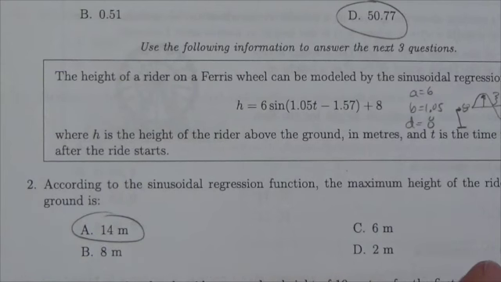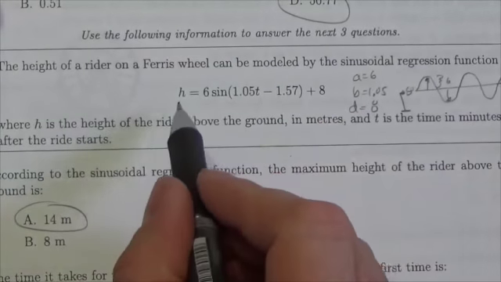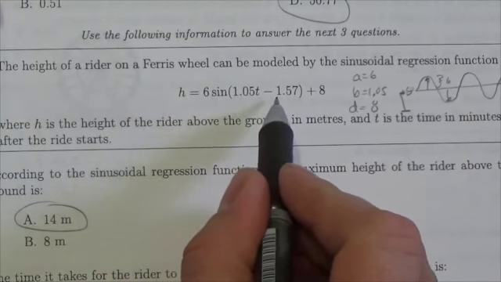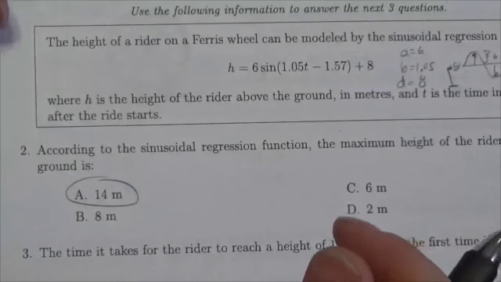All right, for this question here, again, we're back up to this box full of information. The height of a rider on a Ferris wheel can be modeled using the sinusoidal regression function. And here we've got h is equal to 6 sine of (1.05t minus 1.57) plus 8, where h is the height and t is the time in minutes.